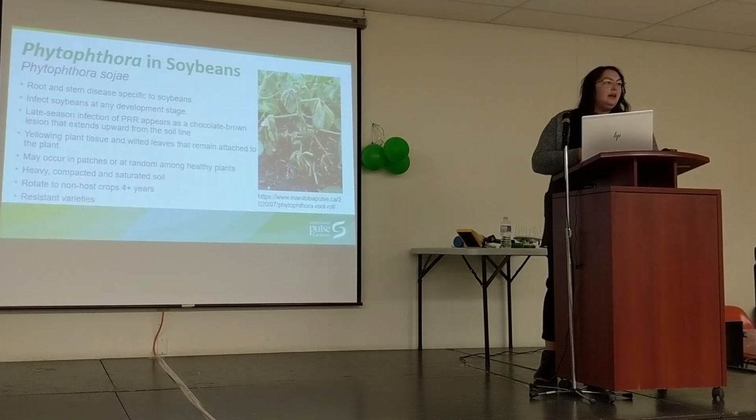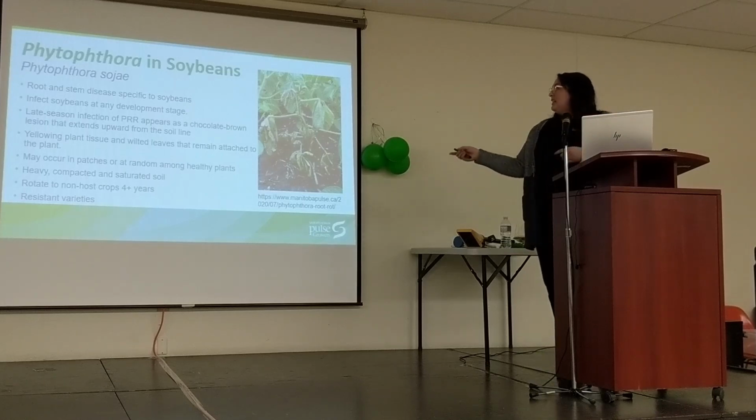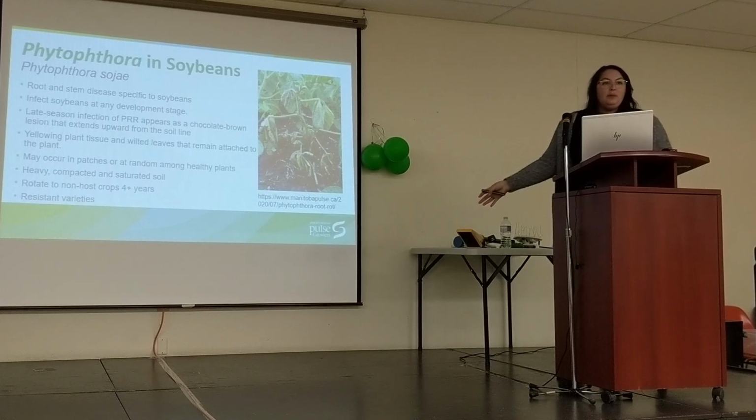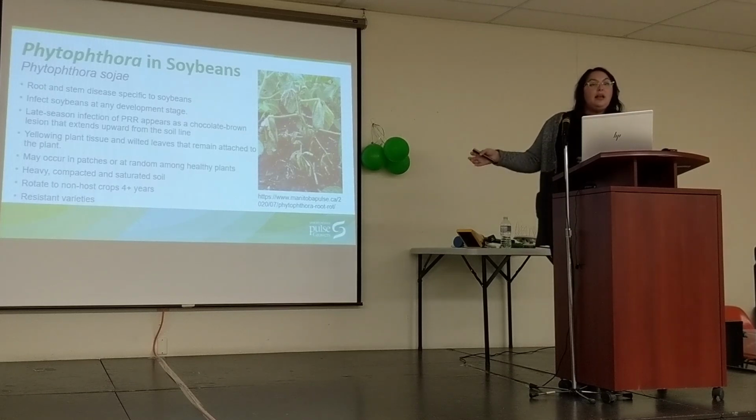Next, when we look at the soybeans, the major disease issue that we're looking at here is Phytophthora. And so Phytophthora is unique to soybeans. It causes root and stem disease. We can see an infection at any point in the growing season, and it can actually cause late season infections. You'll see chocolate brown lesions that will extend up from the soil surface, and then you get the yellowing of the plant tissue. And if you can't really see, but in this picture you can see that one plant is just wilted and dying.